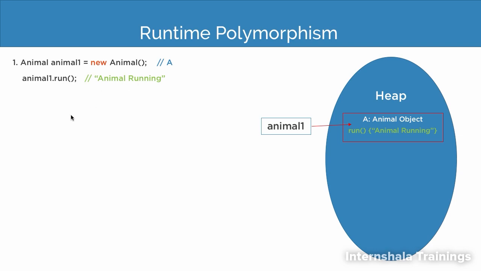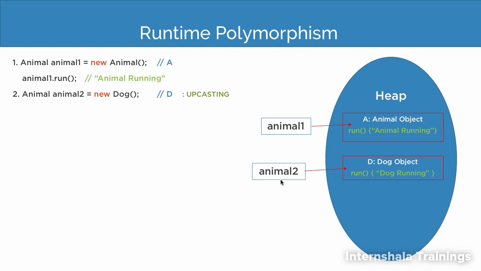But let us try something different. Let us involve the concept of upcasting. So here, suppose I create the new Dog object and assign it to the Animal reference variable. So what happens is that within the heap memory, we create the Dog object that contains the method of "dog running". But we actually create the reference variable of the type Animal pointing to the Dog object. So when we call animal2.run, since animal2 is pointing to the Dog object, it will simply trigger the run method of the Dog object that will print out "dog running", like this here.